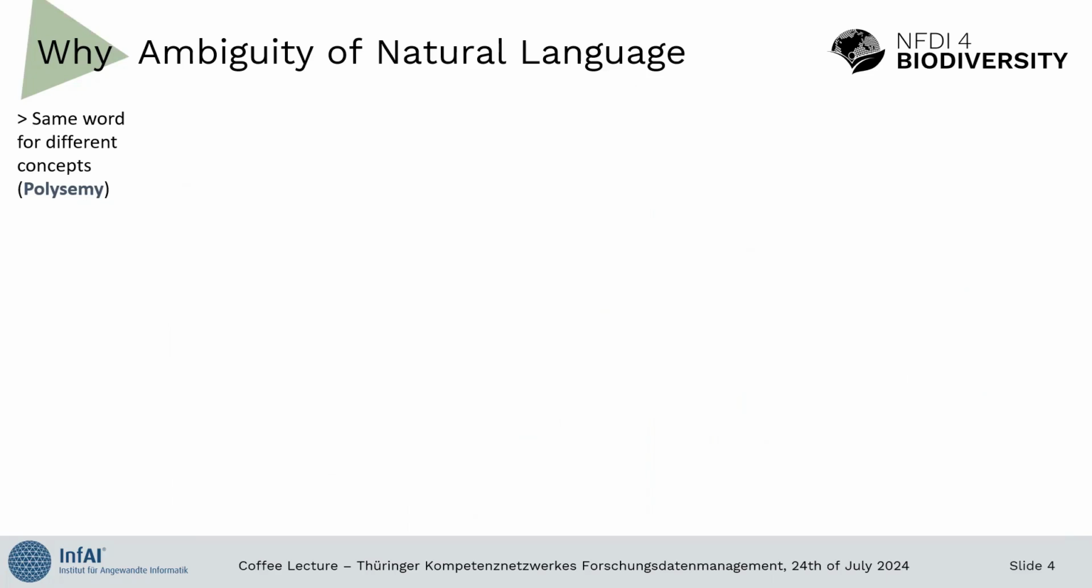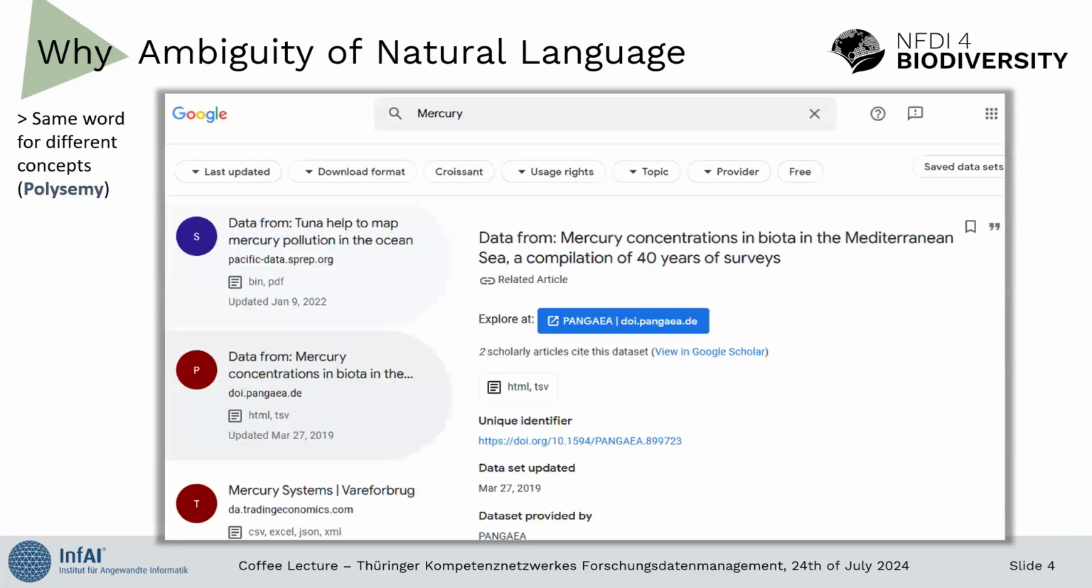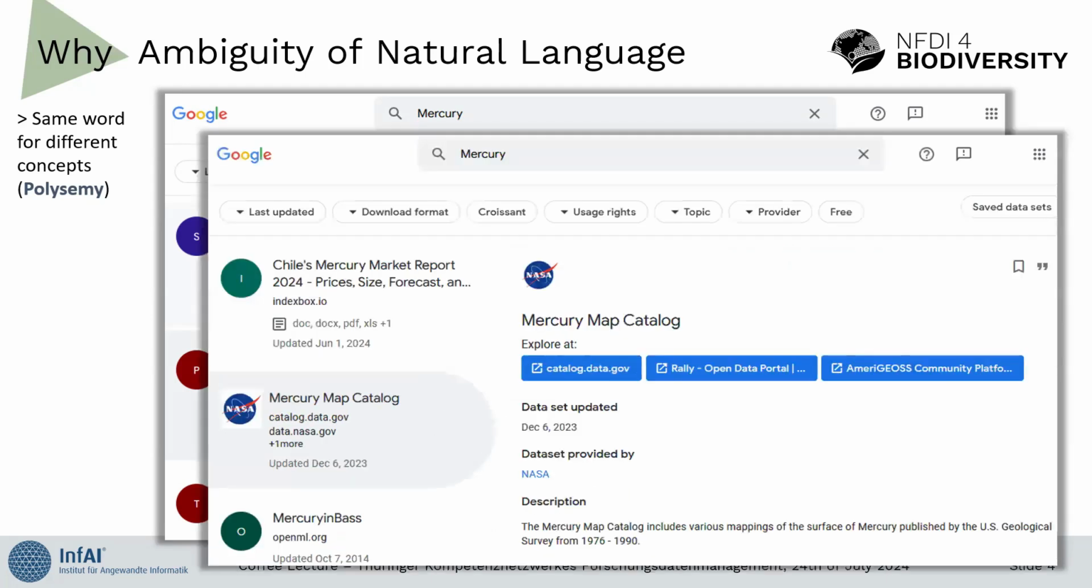Another issue is that the same word can be used to express different concepts, which is called polysemy. I show it here with the word mercury. If I search for datasets on mercury, I can find the ones expressing mercury as a chemical substance, in this case one dataset from our partner PANGAEA. But I can also find datasets where Mercury is the planet, for example this one from NASA.